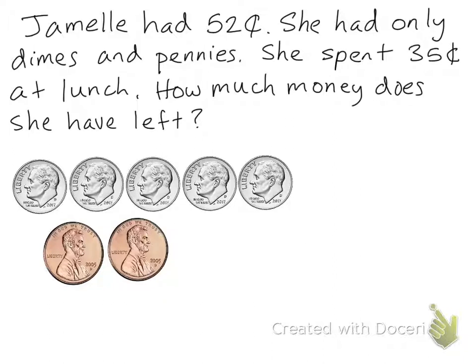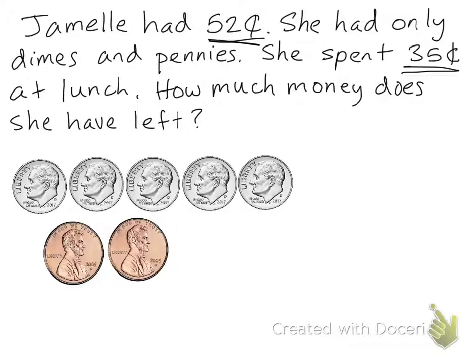Jamel had 52 cents. She had only dimes and pennies. She spent 35 cents at lunch. How much money does she have left? This story is a some-went-away story. Okay, so to begin with, she has 52 cents. And then she spends 35 cents. So we're going to show this with my dimes and pennies.